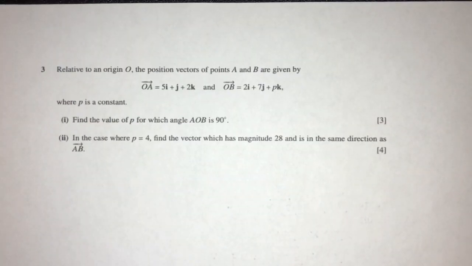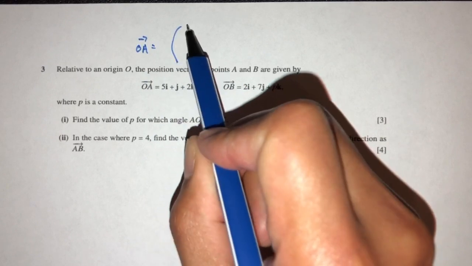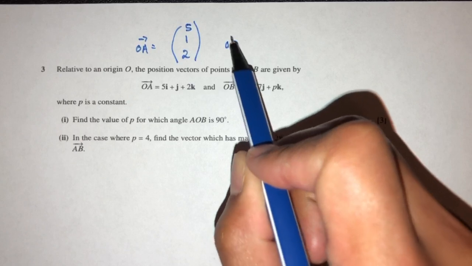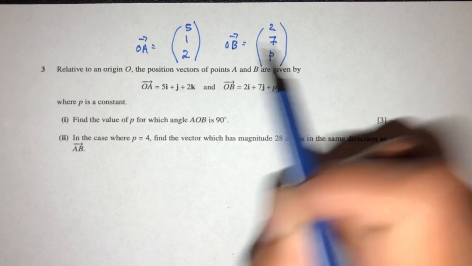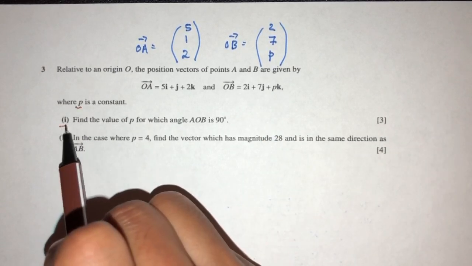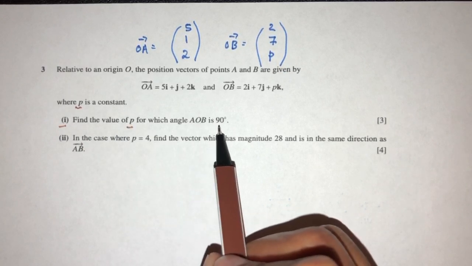Now let's move on to the next question. Relative to a point O, the position vectors of points A and B are given by these two. I can rewrite them as OA equals (5, 1, 2) and OB equals (2, 7, p), where p is a constant to be found. Now, part 1, we have to find the value of p for which the angle AOB is 90 degrees.